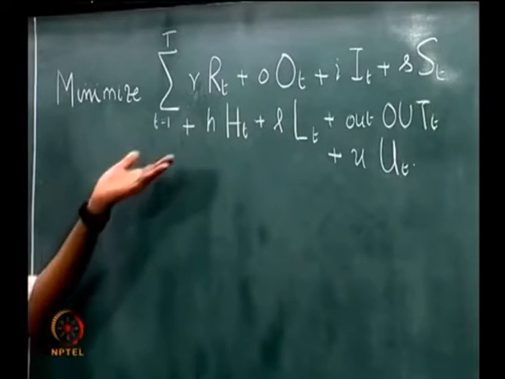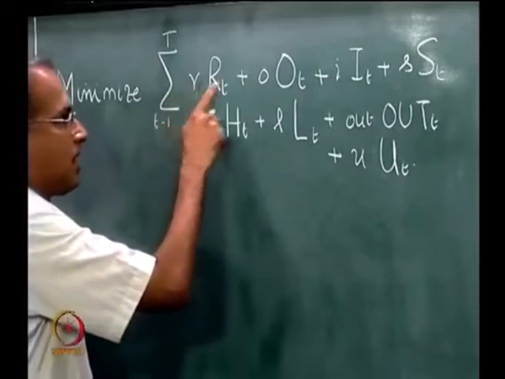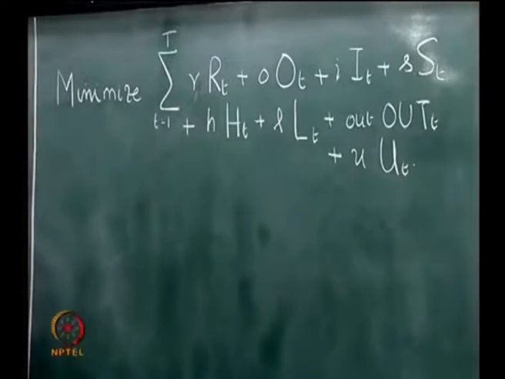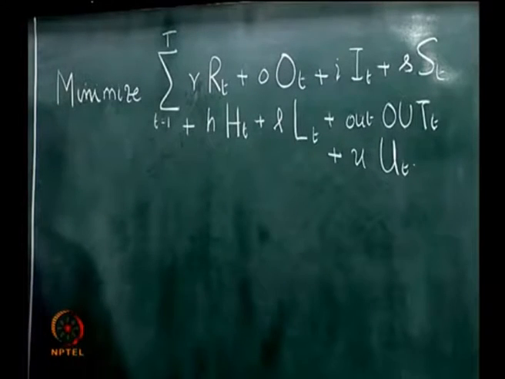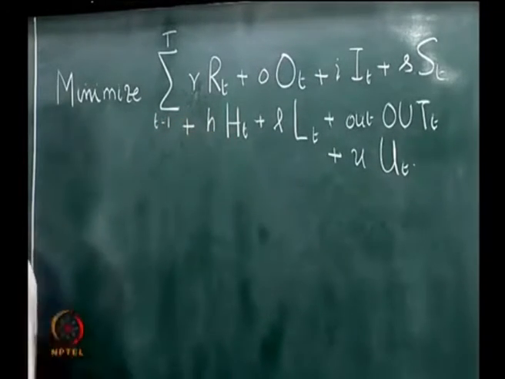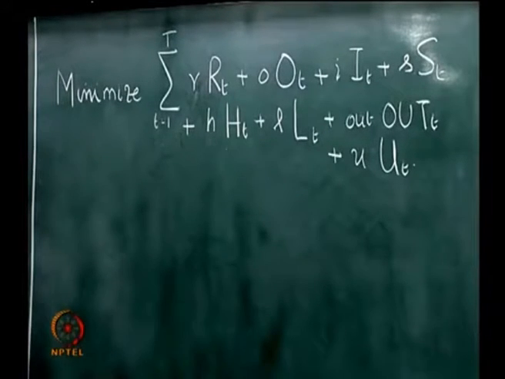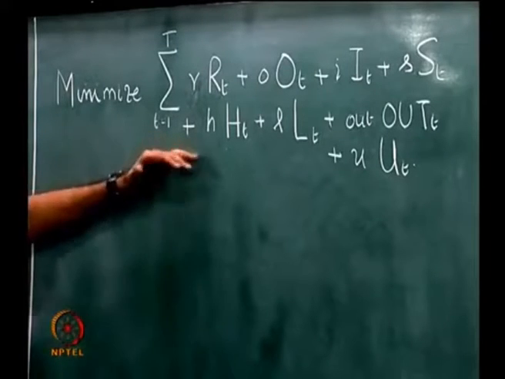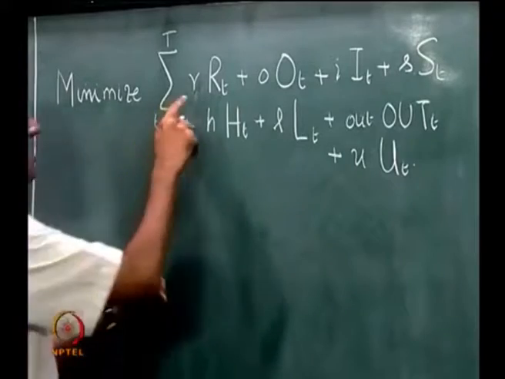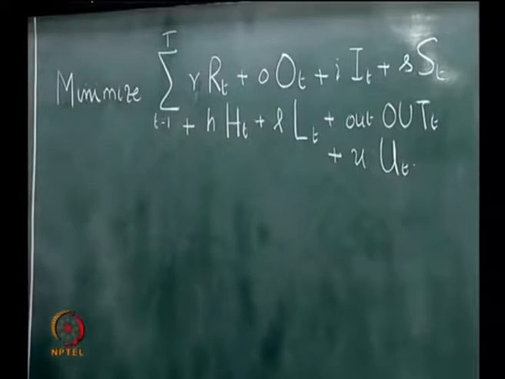Now obviously, when we have to solve this linear programming problem, it is necessary to know the values of r, o, i, s, h, l, out and u, and these will have to be provided by the organization for which an aggregate plan is being made. Now let us ask ourselves two things. Let us first try and question the linearity assumption in the objective function, and then let us also ask how one goes about finding out or computing the actual values of these coefficients.